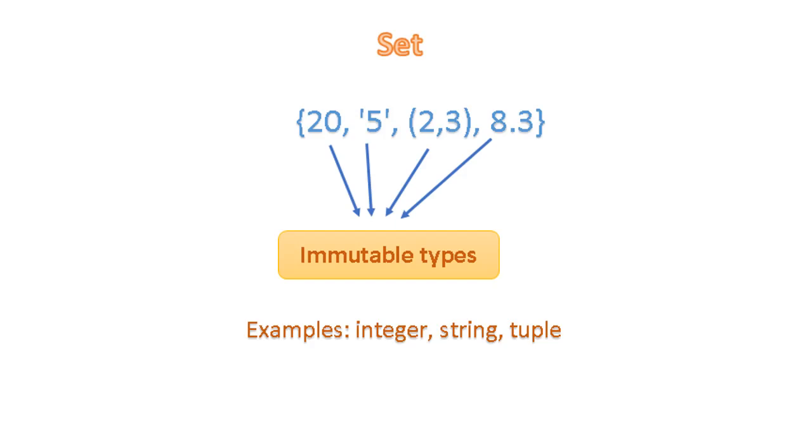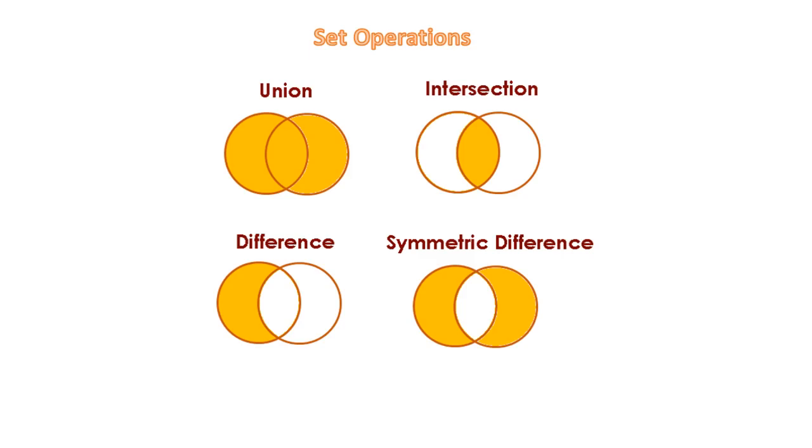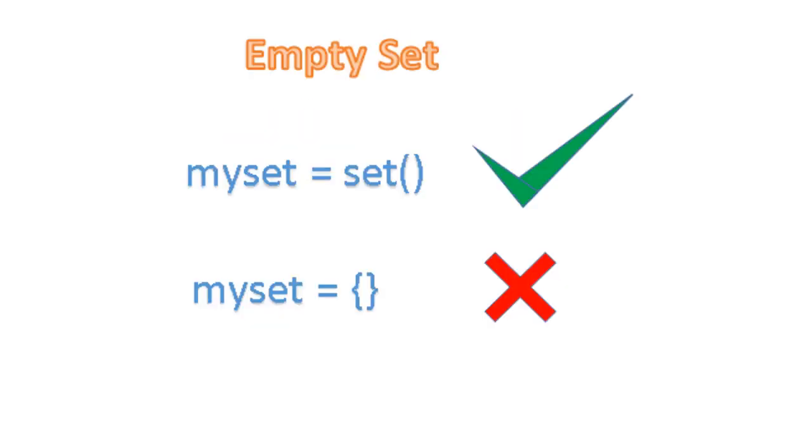A set can hold a collection of mixed immutable data types. Items in a set must be immutable such as integer, string, tuple, but mutable types such as list, dictionary, set are not allowed. Set can be used to perform mathematical set operations like union, intersection, difference, symmetric difference, etc. An empty set can be created using the set function. An empty set cannot be created using open close curly brackets. Instead, this will create an empty dictionary.